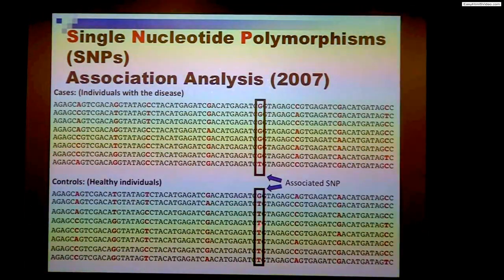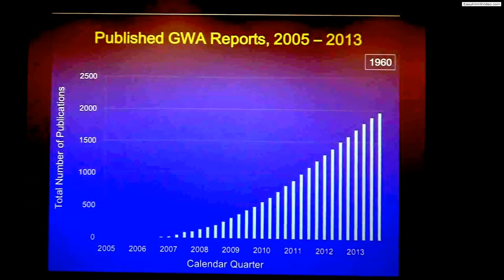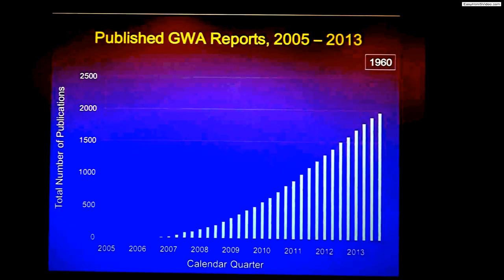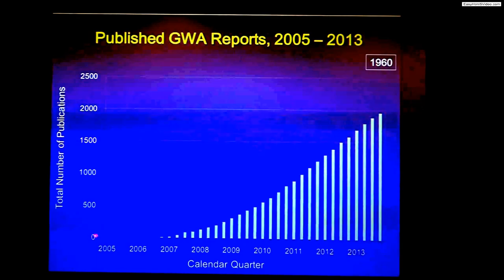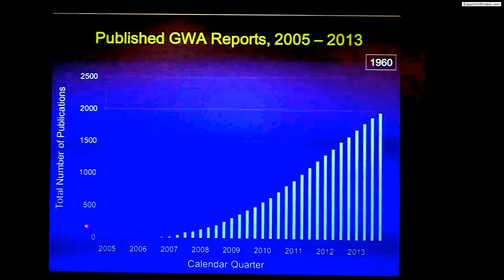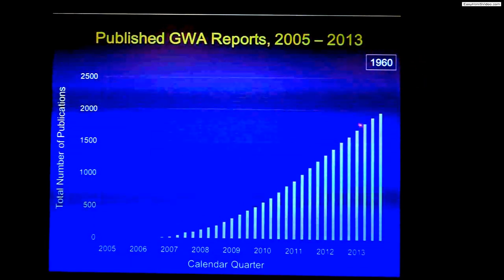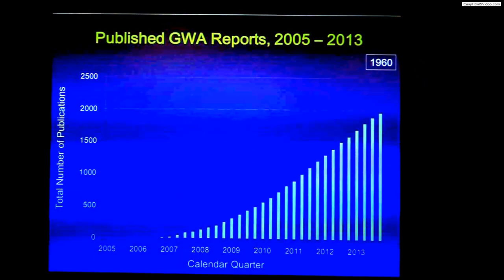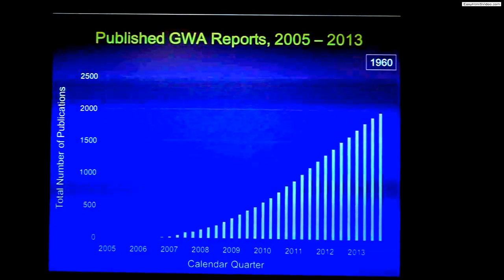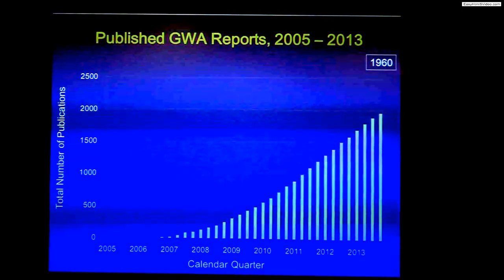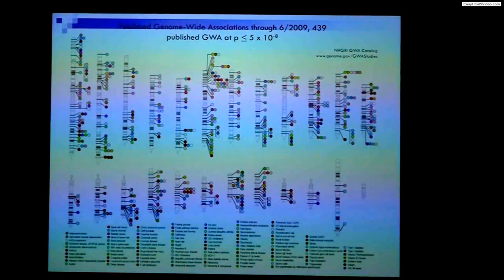So they did this process and they found these variants. This gives you an idea of how many publications they've had looking for these variants. You can see that in 2005, literally zero. And this is the cumulative number of papers. So now there are 1,960 publications reporting variants. That's a huge number, and you can see it's all happened very recently, in the last few years.